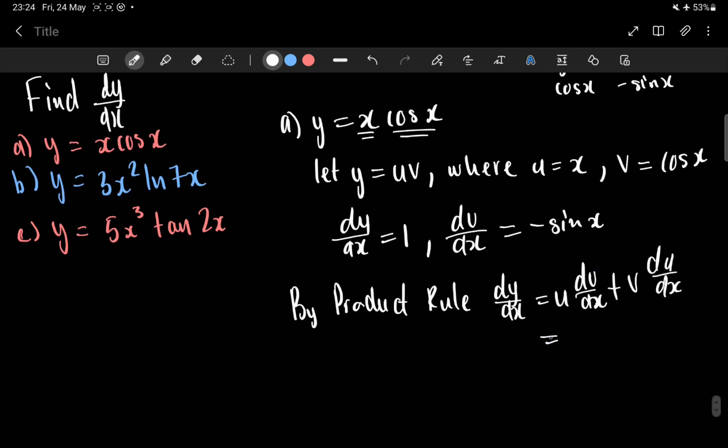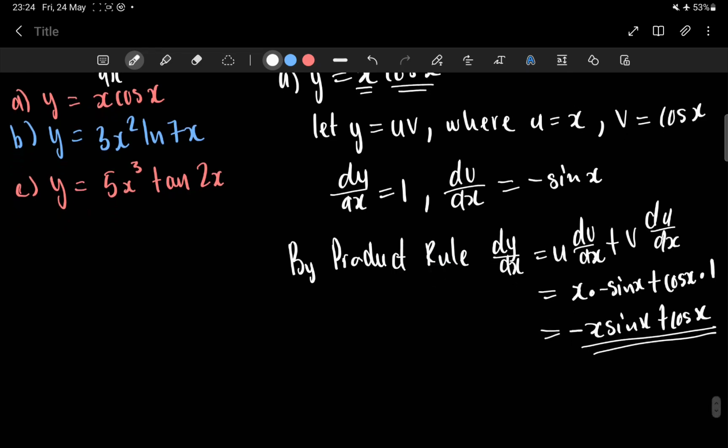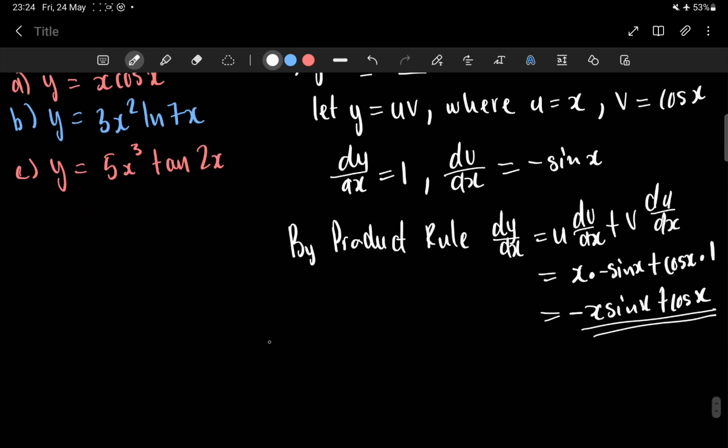Which is going to be, what is my u? It is x, times dv/dx, which is negative sine x, plus what's my v? Cos x, times du/dx, which is 1. So it is x times negative sine x, which is minus x sine x, plus cos x times 1, which is just cos x. And this is your final solution. That's the final solution. We go to part B.